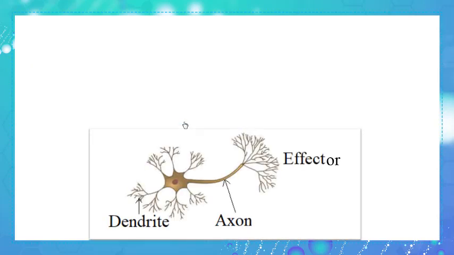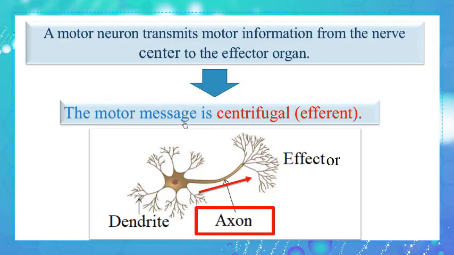The motor output is the conduction of signals from the integration centers to the effectors. The axon of the motor neuron transmits motor information from the nerve center to the effector organ. This indicates that the motor message is always centrifugal or efferent, knowing that the terms centrifugal and efferent have the same meaning.